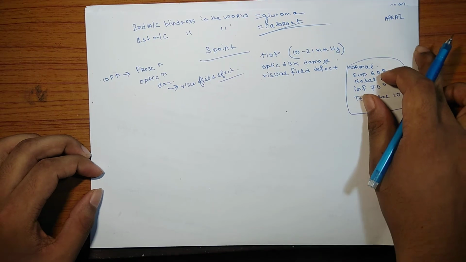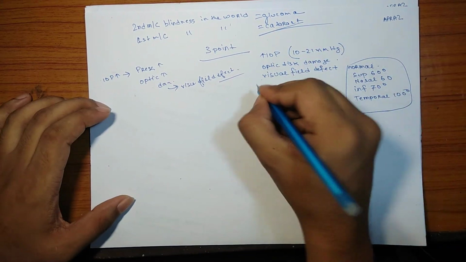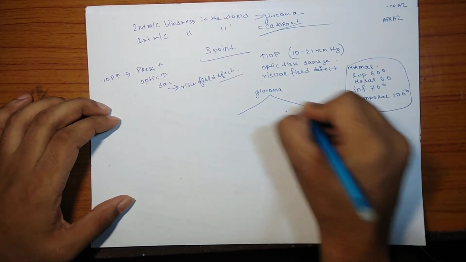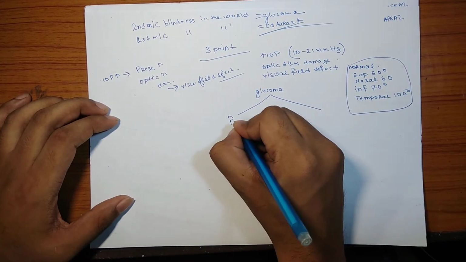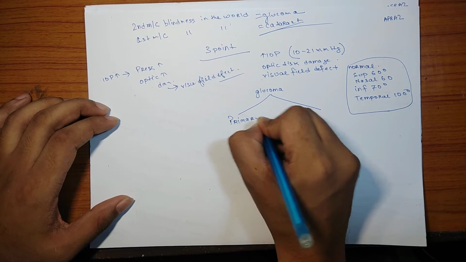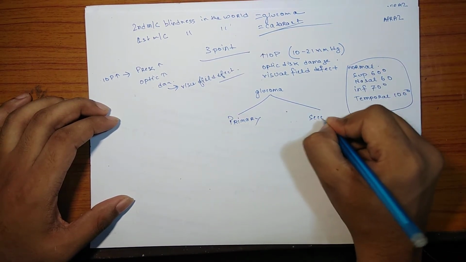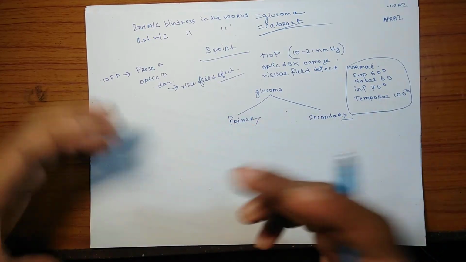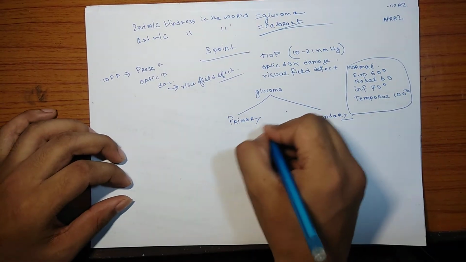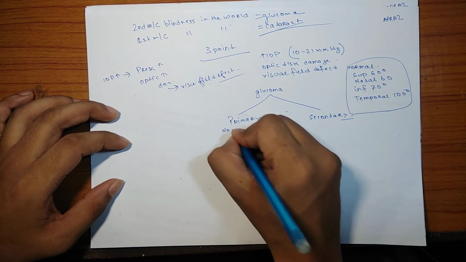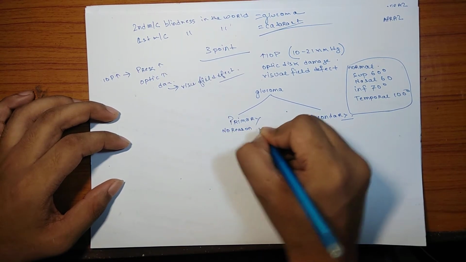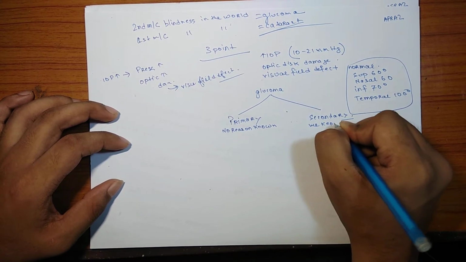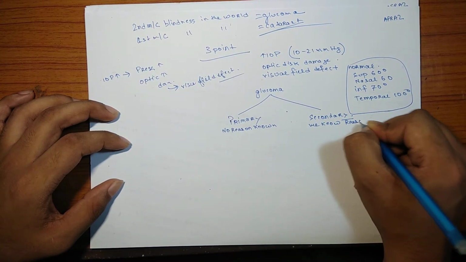Now we shall go and see the classification of glaucoma. The first is very easy: primary and secondary. Primary means we don't know the reason, why is the cause of glaucoma? If we don't know the reason, we say it's primary glaucoma, no reason known. In secondary, we know the reason.